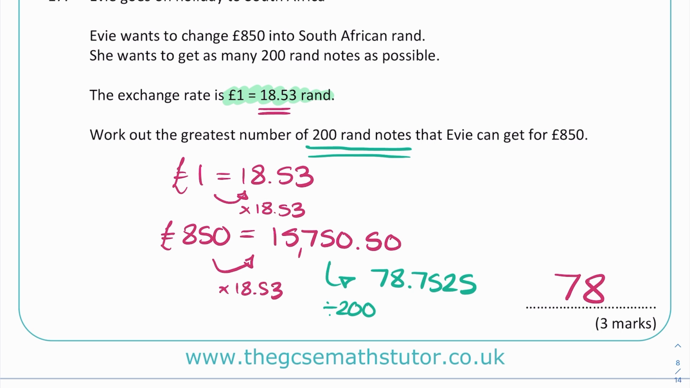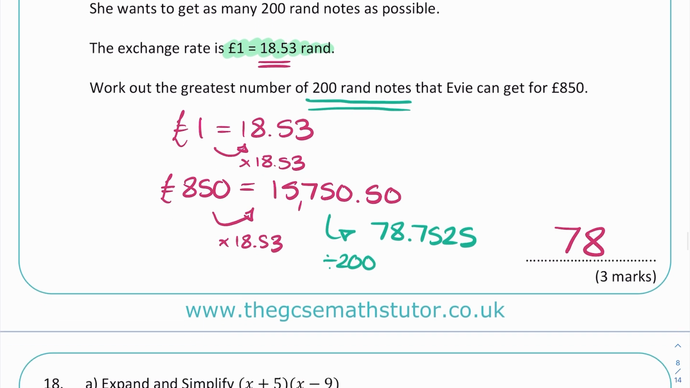It doesn't ask us how much that's worth, but you could do just 78 multiplied by 200, and there you go, she gets 15,600 rand. So she can't actually buy the full amount that she can afford. She can afford 15,750.50, but actually she's only going to get 15,600 as she can only buy 200 rand notes.